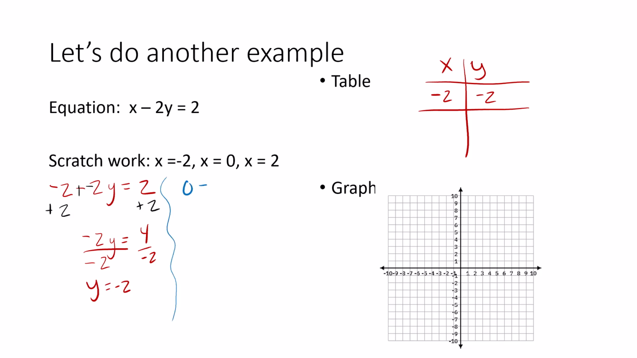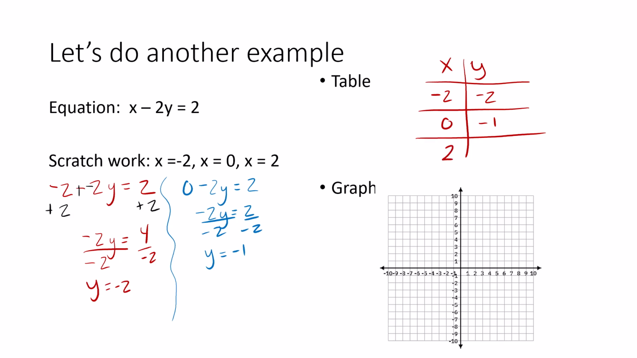0 minus 2y equals 2. Well, 0 minus 2y is just going to leave us with the negative 2y. Divide both sides by negative 2, and we get y is equal to negative 1. So when x is equal to 0, y is equal to negative 1.